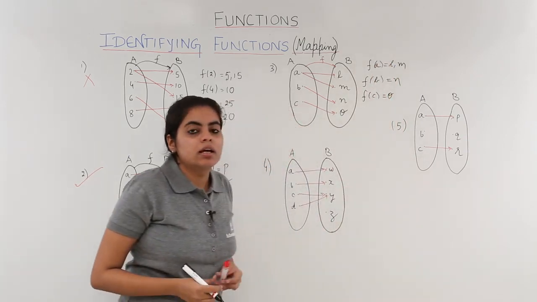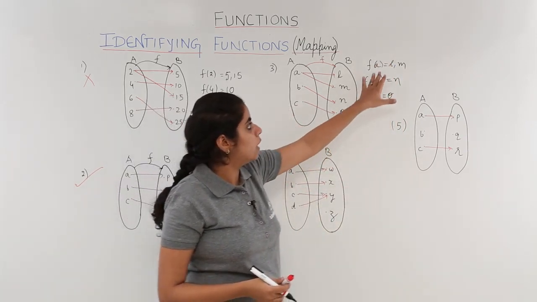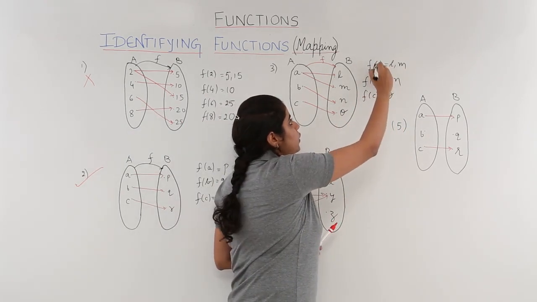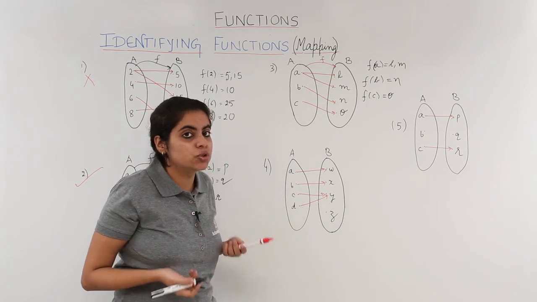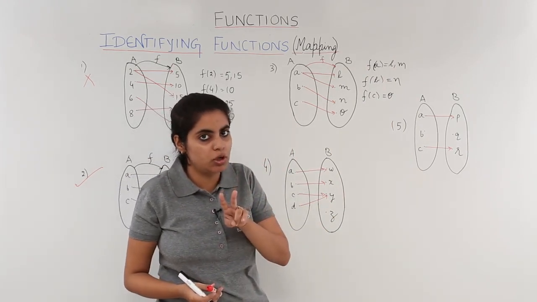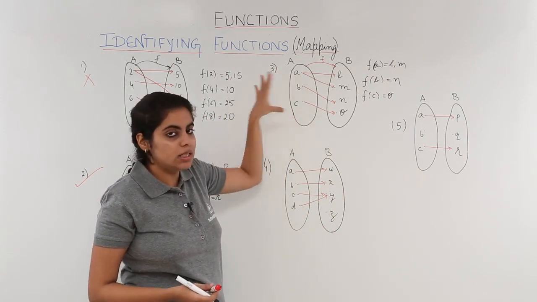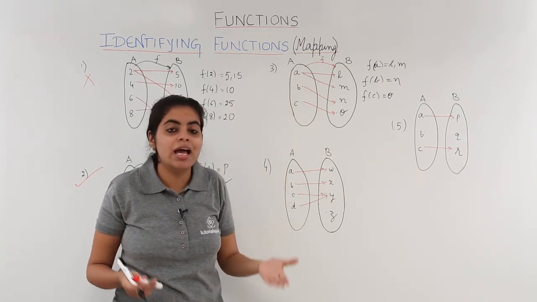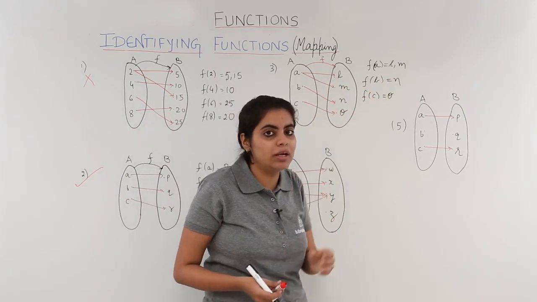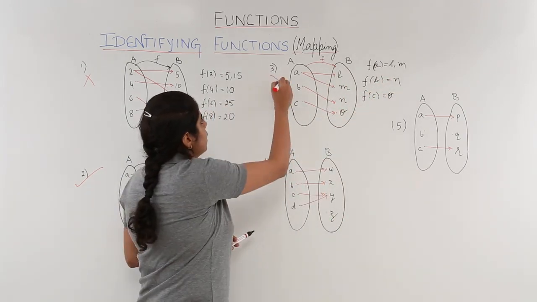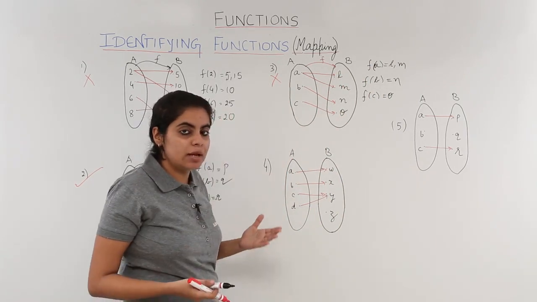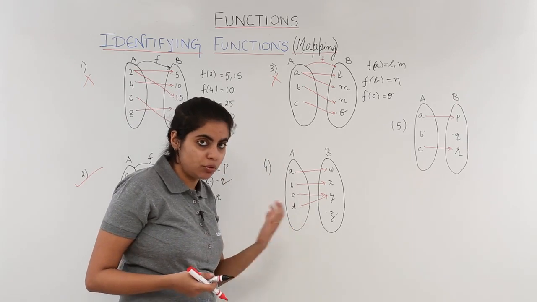Now, we have 2 images corresponding to one single element of A, which should not have been the case, because a function exists only when 2 conditions are followed: all elements associated, and unique images. But L and M both are images of one element. So this is not a function again. With this understanding of 3 examples, let's move to the next example, number 4.